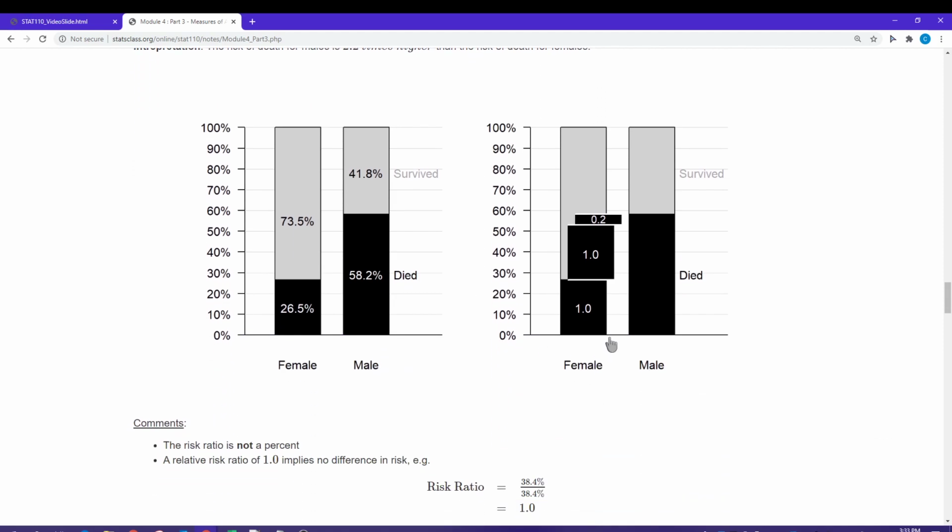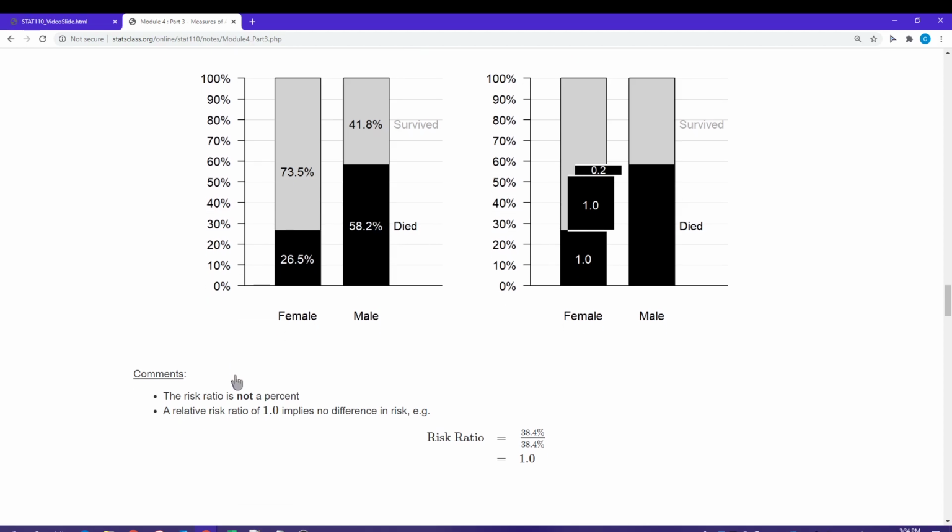What does that mean visually? Well, it means that it is going to take 2.2 of these female boxes to reach the height of the males. So I have one here at 26.5. I need another 26.5, which is going to get me up to about 52% or so. And then I need a little bit more to get up to that 58%. So I need 2.2 of the female boxes to reach the height of the male box here.